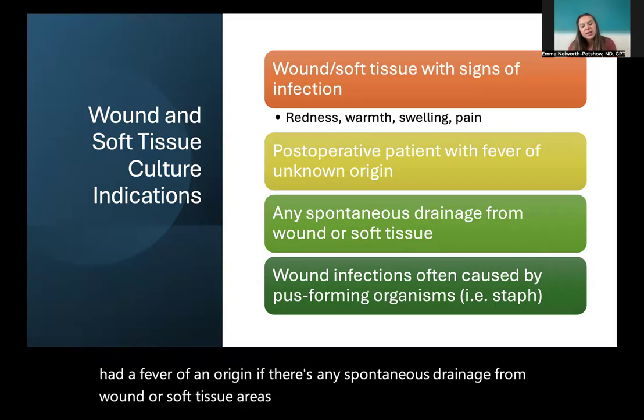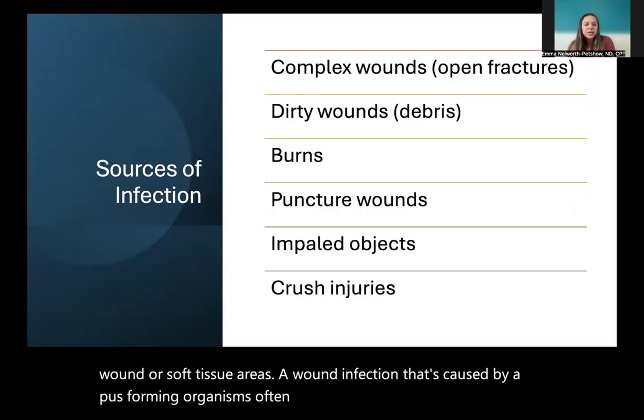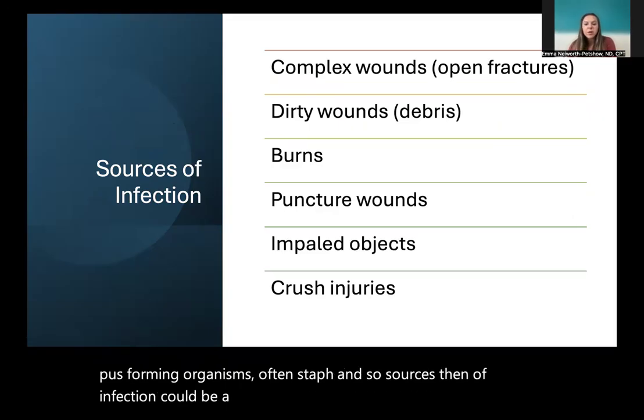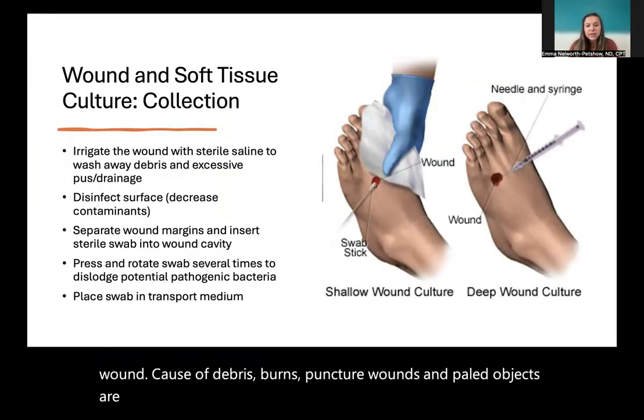A wound infection that's caused by a pus-forming organism, it's often staph. And so sources then of infection could be a complex wound like an open fracture or a dirty wound because of debris, burns, puncture wounds, impaled objects, or crush injuries.